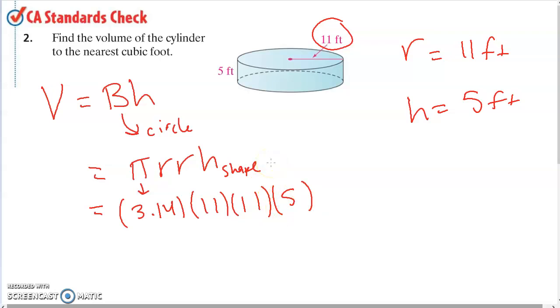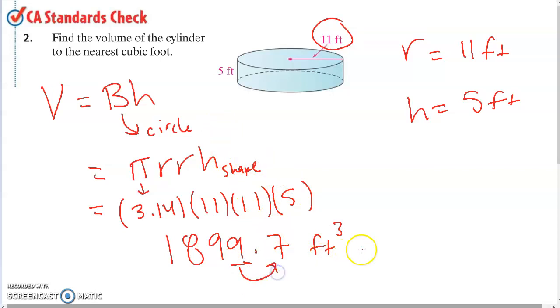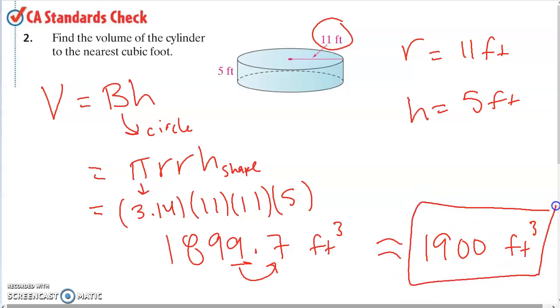If I take all of this information and plug it into a calculator, 3.14 times 11 squared times 5 equals 1,899.7 feet cubed. Now, they do ask us to round to the nearest cubic foot. So rounding to the whole number, this thing is going to round up because 7 is greater than or equal to 5. Then we're going to go ahead and make this approximately 1,900 cubic feet, because volume is cubic.